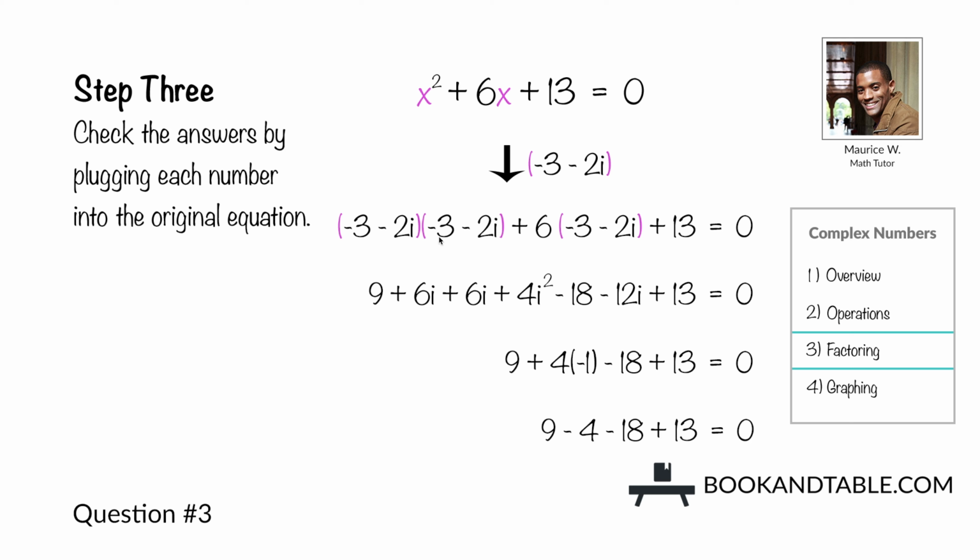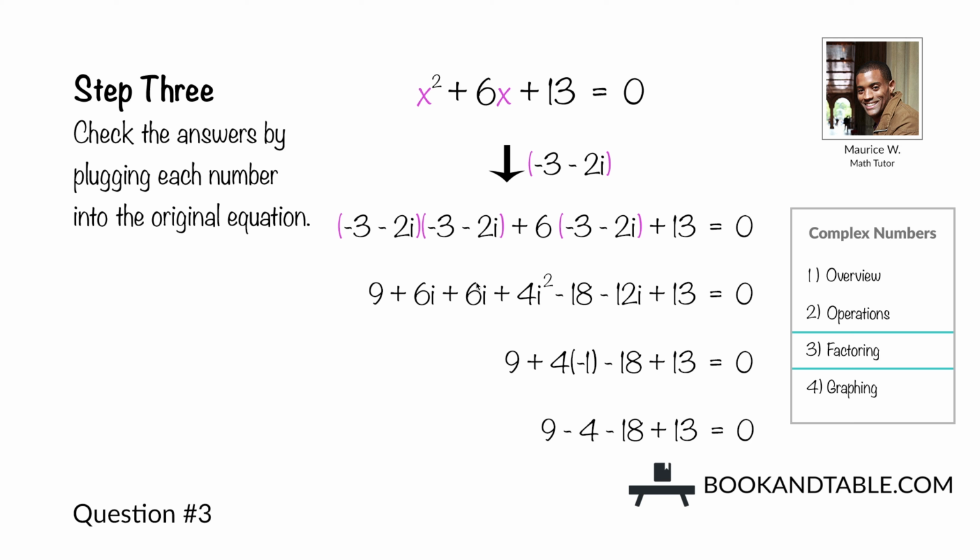Negative 3 times negative 3 is equal to 9. Negative 3 times negative 2i is equal to 6i. Negative 2i times negative 3 is 6i. And negative 2i times negative 2i is 4i squared. Plus 6 times negative 3, which is negative 18. 6 times negative 2i is negative 12i. Plus 13 is equal to 0.